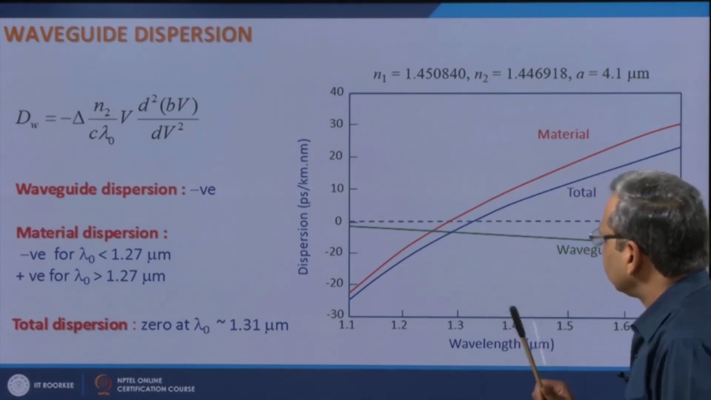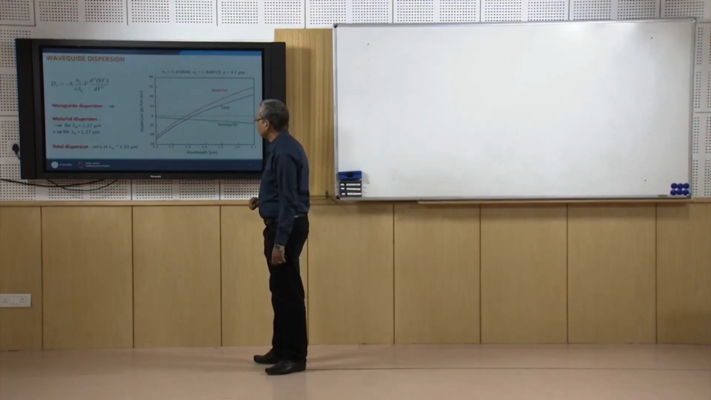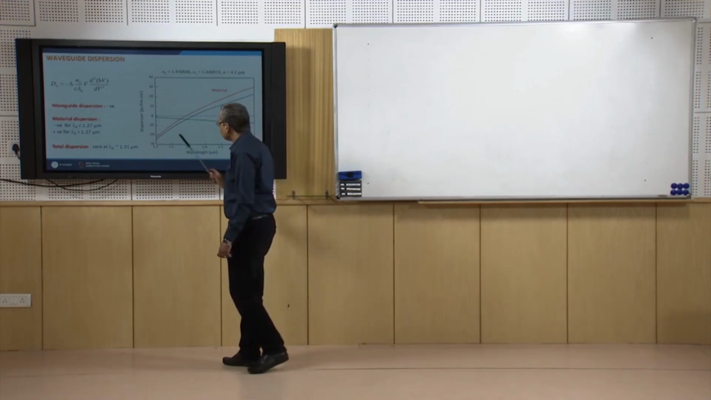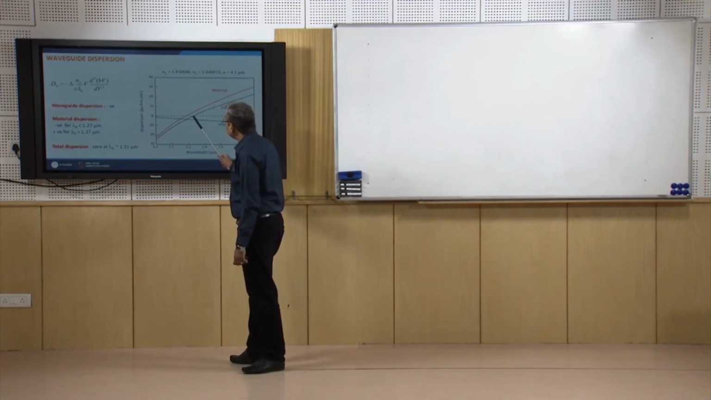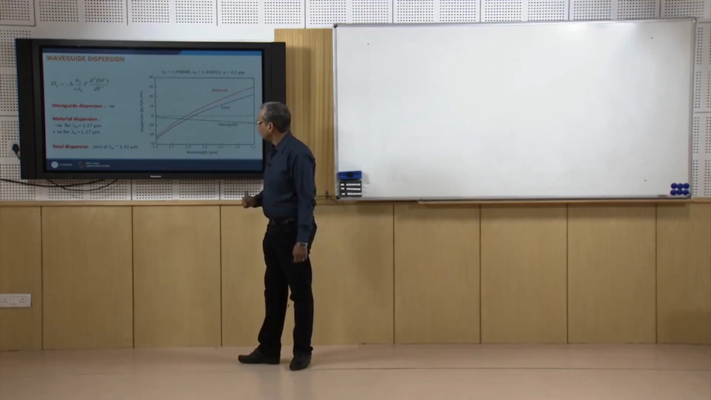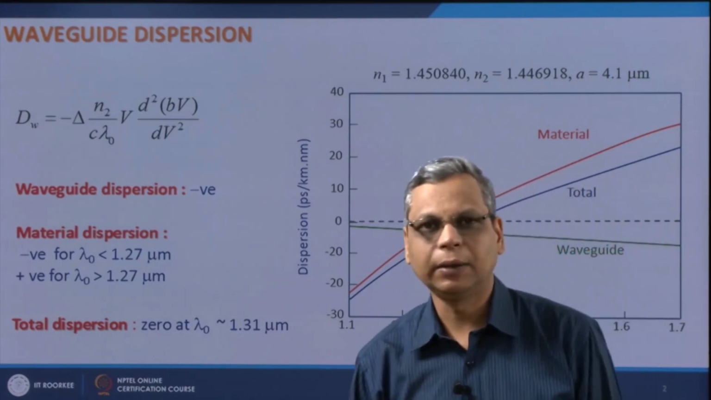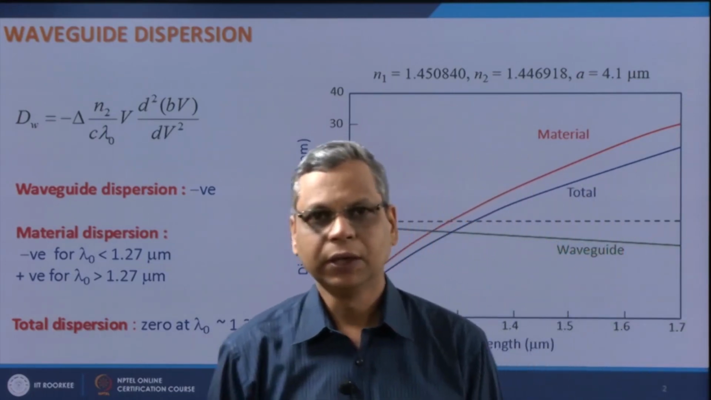So, the total dispersion, which is the summation of the material dispersion and waveguide dispersion, is 0 around a wavelength of 1.31 micrometer. Below this wavelength the total dispersion is negative, and above this wavelength the total dispersion is positive.